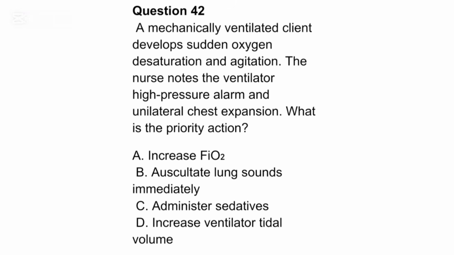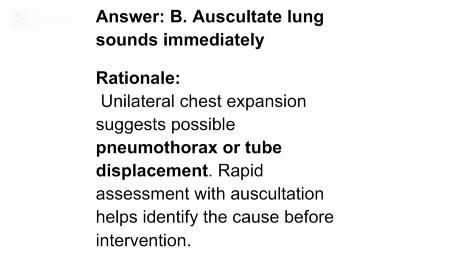What is the priority action? A. Increase FiO2. B. Auscultate lung sounds immediately. C. Administer sedatives. D. Increase ventilator tidal volume. The answer is B. Auscultate lung sounds immediately. Rationale: Unilateral chest expansion suggests possible pneumothorax or tube displacement. Rapid assessment with auscultation helps identify the cause before intervention.